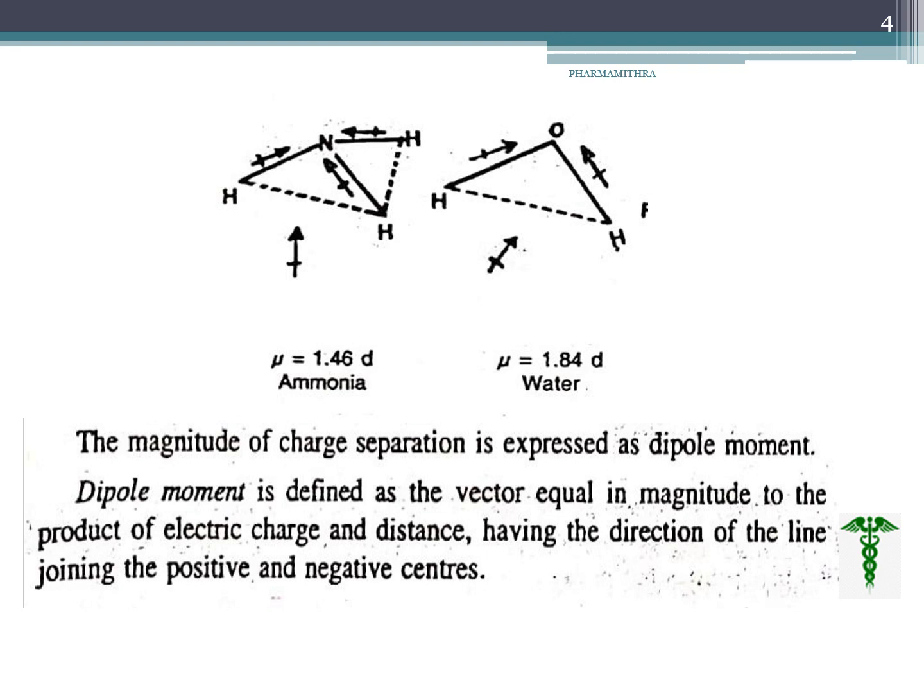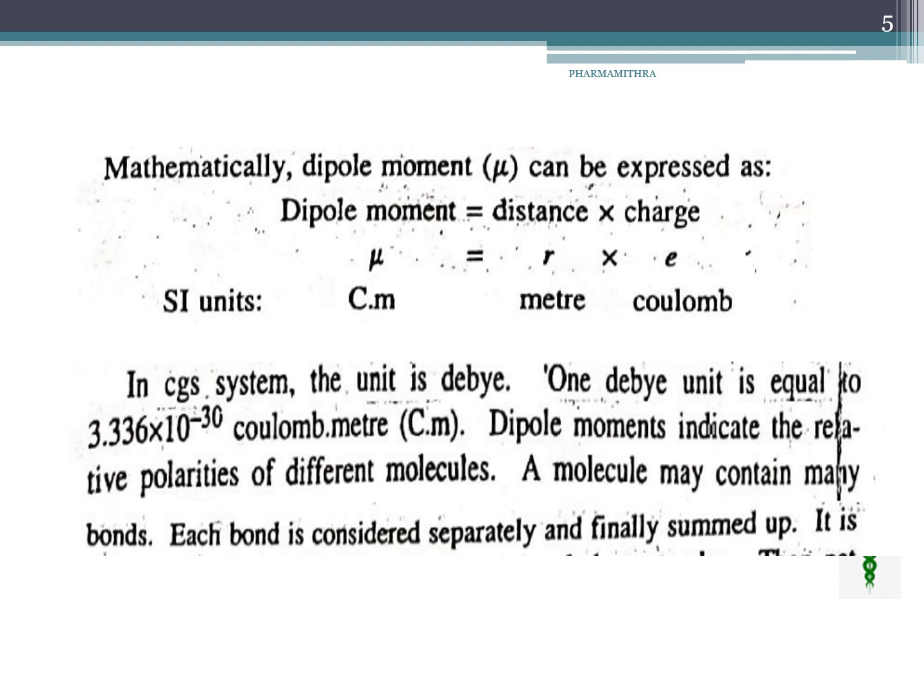This is ammonia. We are telling it is a vector, so toward the nitrogen we want to show the direction. In the case of ammonia, if we determine the dipole moment, we will get mu equal to 1.46 D. This is the water molecule dipole moment. Mathematically, dipole moment mu is equal to distance into charge, where distance we can represent as r and charge as e. In SI units, the unit of dipole moment is the Debye, and 1 Debye is equal to 3.336 into 10 raised to minus 30 coulomb meter.